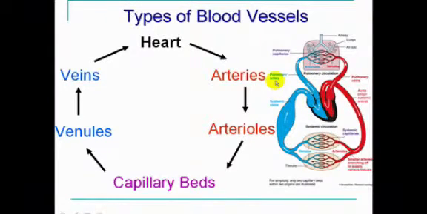For the systemic circuit, arteries carry oxygen-rich blood and veins carry oxygen-poor blood. If you're looking at the pulmonary circuit, remember that's opposite. The pulmonary artery carries oxygen-poor blood, and the pulmonary veins carry oxygen-rich blood. So to define an artery, technically it carries blood away from the heart, and a vein carries blood back.